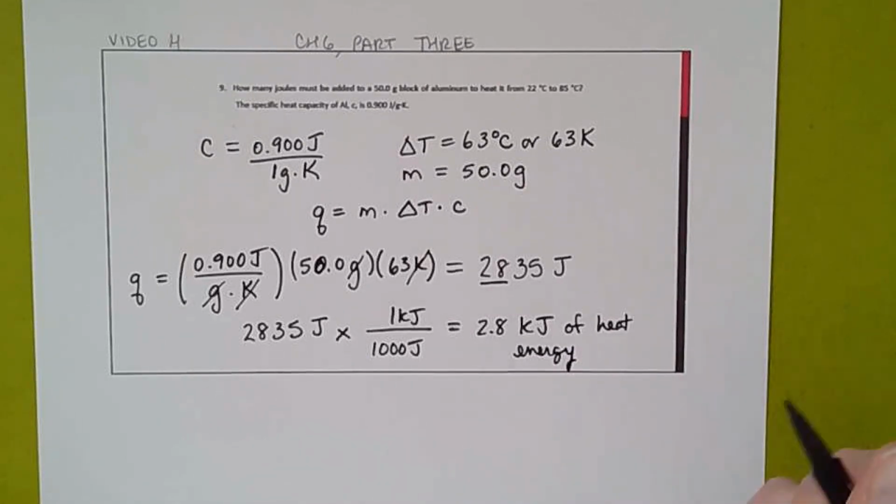So this tells me how much heat you have to apply to an aluminum block to get it to be 63 degrees warmer, given that the block of aluminum has a mass of 50.